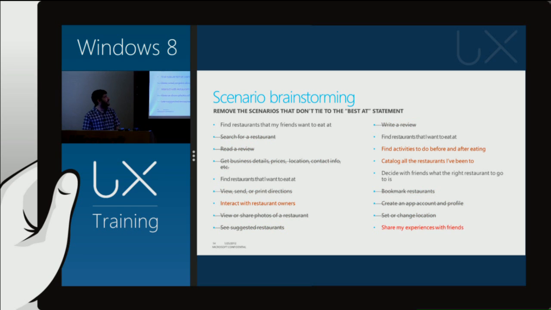The next thing is to remove scenarios that don't tie directly to the best-at statement. So in the first column here, we have interact with restaurant owners. That seems like actually a really cool scenario. I don't know of any other apps or websites that let you do that. And that's fine. I think that there should be an app that is dedicated to making that experience great. But this Food with Friends app is actually about deciding what I want to do tonight with my friends. And probably a live chat with a restaurant owner isn't going to be quick enough to really help me in that goal. And so therefore, this scenario, while still awesome, doesn't actually have a place in this app. So we're cutting it.